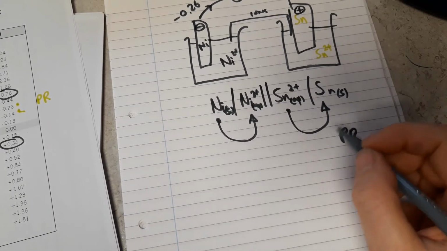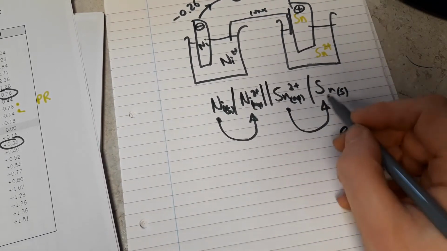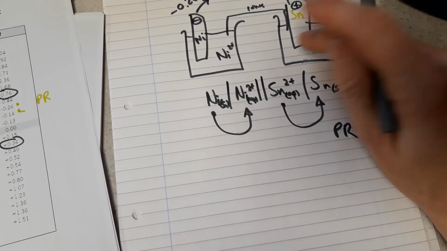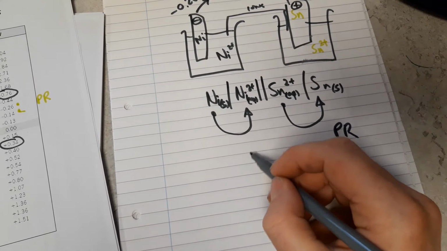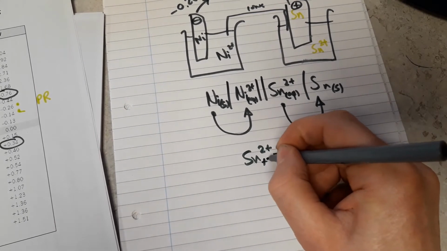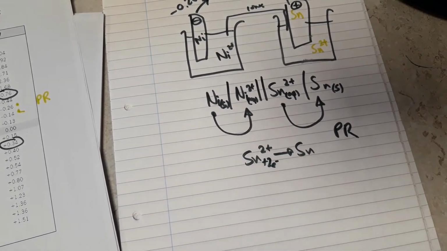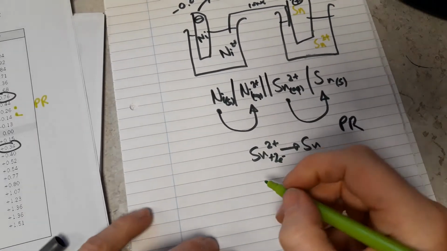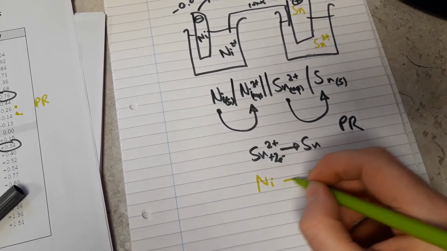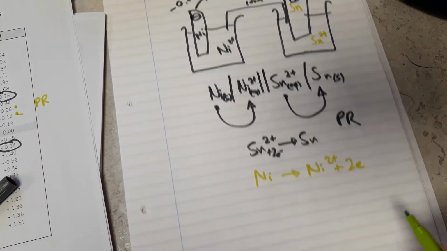You've got to remember to put the positive on the right, and you've got to remember that positive is where reduction happens. So you could say, write a half equation for what happens at the positive electrode. Positive electrode is this one. I know that the Sn2+ will turn into Sn, plus 2 electrons. Write a half equation for what happens at the negative electrode. I know that the nickel turns into Ni2+, and it will do that like this.